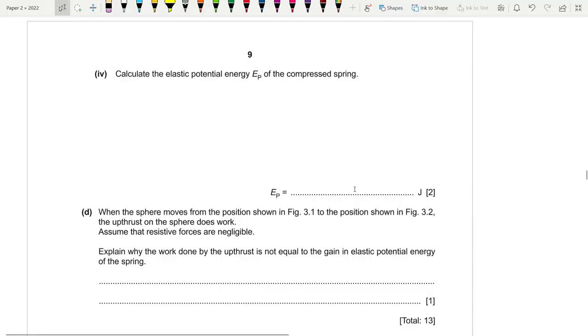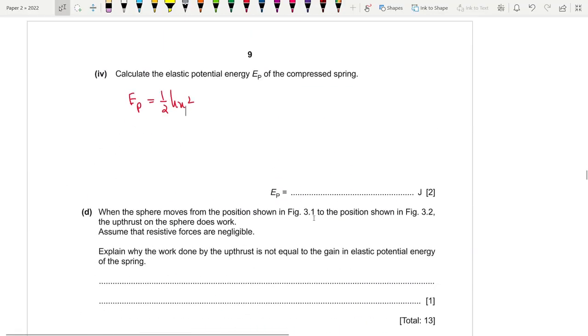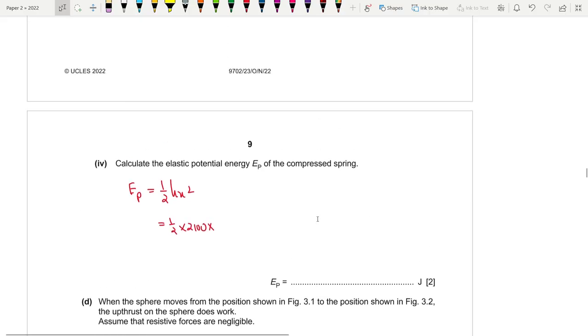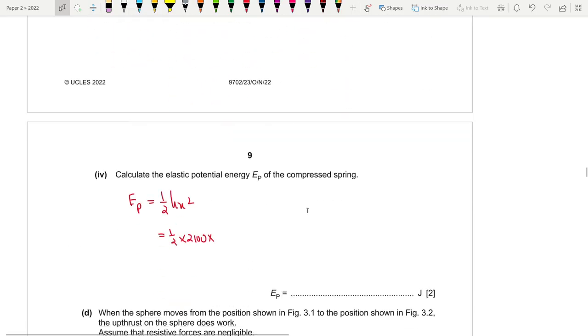Calculate the elastic potential energy of the compressed spring. Fine. We know that elastic potential energy is half kx squared or half Fx. We have the spring constant. It happens to be 2100. We also have the compression, which happens to be... oh, we don't have the compression really, but we can find it out from the graph.